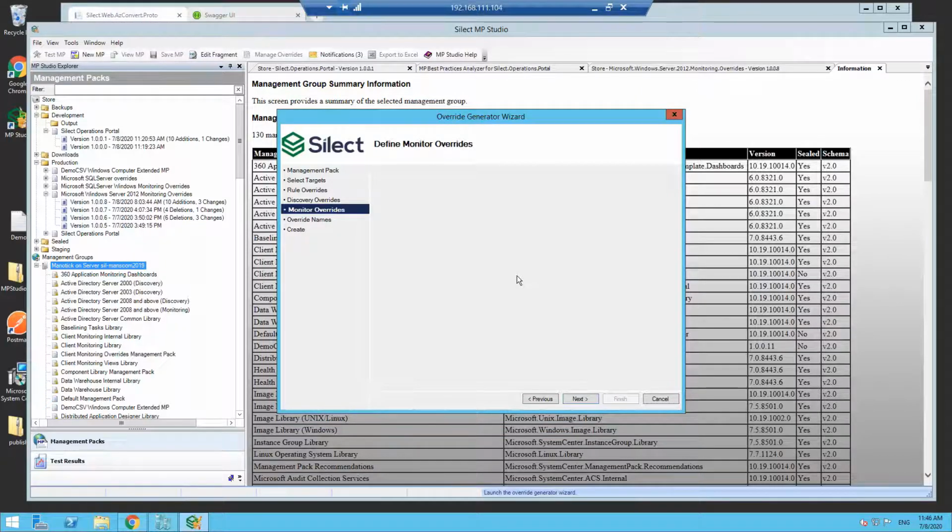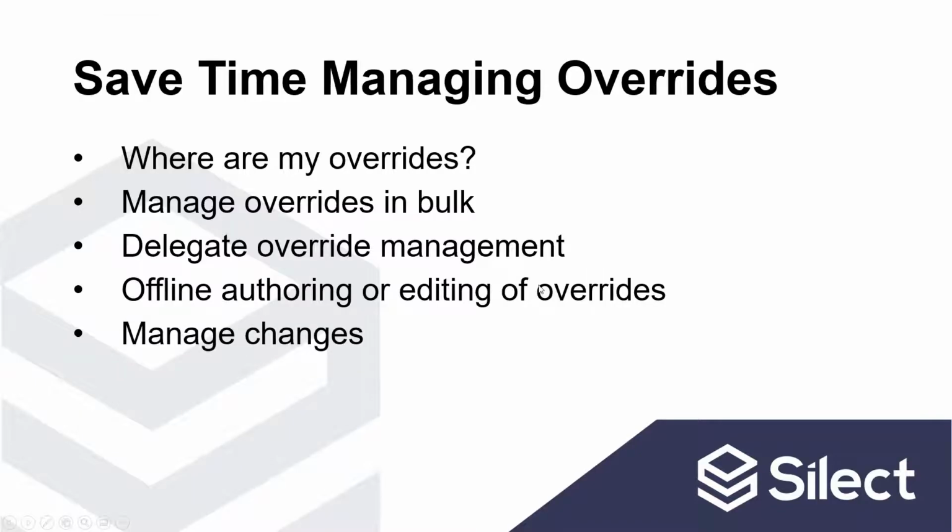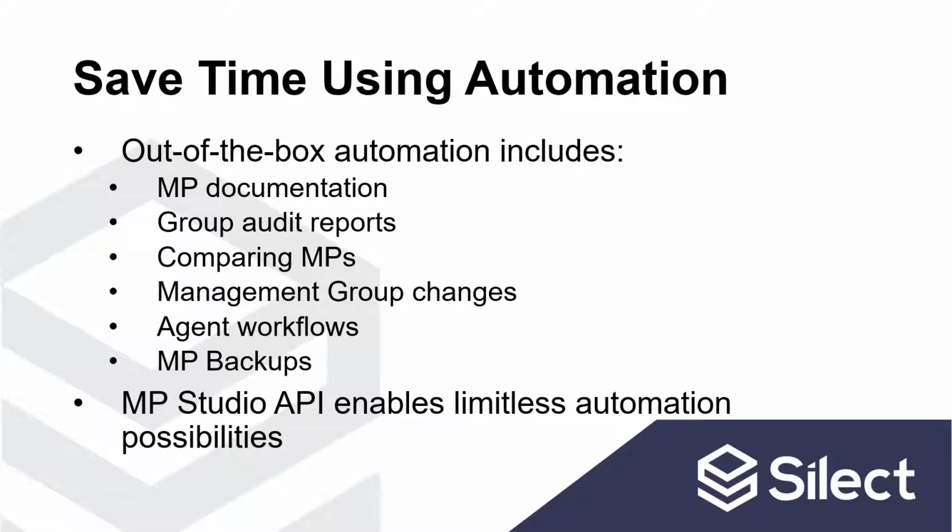Okay, so saving time with overrides. Again, I showed you the manage change capability. Two other things I'm going to touch on quickly is using automation. MP Studio out of the box includes a number of automation capabilities that allow you to document management packs, to produce reports on auditing, which are changes that are happening to MPs, and to produce reports comparing management packs. So if you're seeing any variation between the MPs you have in the store and the MPs in production, we can automatically generate reports to do that. You can generate reports on agent workflow. You can generate reports and automatically back up management packs as well.